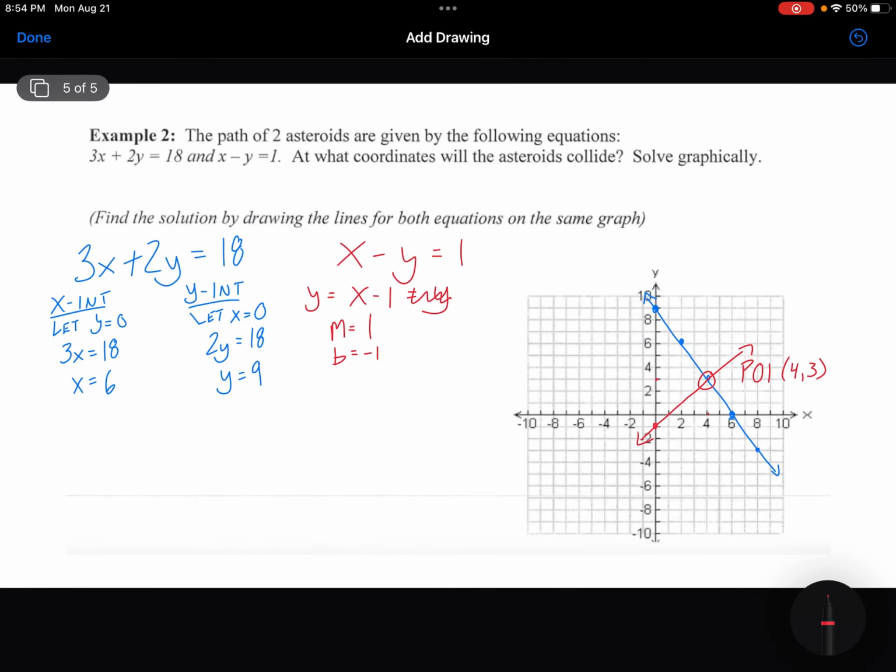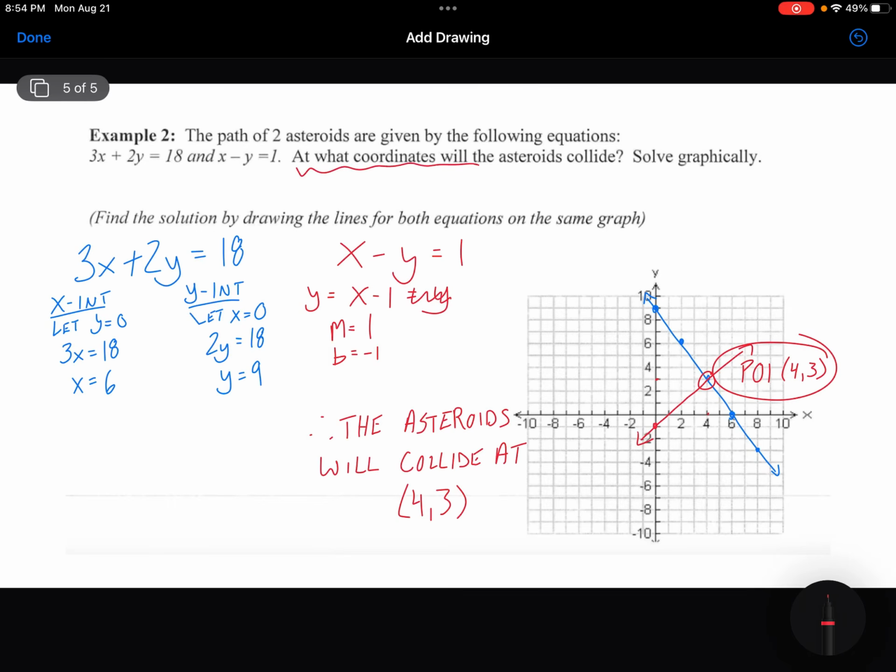Now, if you looked at this equation though, this actually gave us a situation. The paths of 2 asteroids are given by the following equations. At what coordinates will the asteroids collide? Solve this graphically. Well, we found them. The point of intersection is right there. So therefore, the asteroids will collide at (4, 3). You always need to go back and read the question to make sure you're answering what it asks. All of that work that I did was great, but I need to answer what the question's asking.